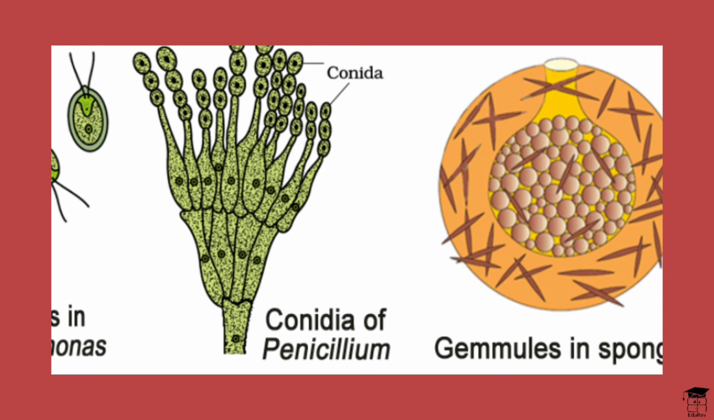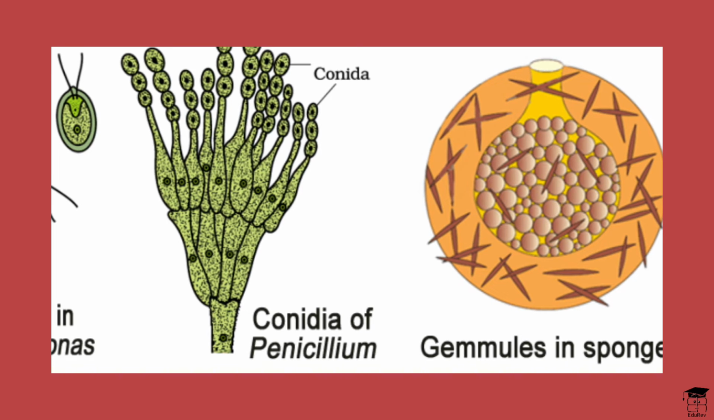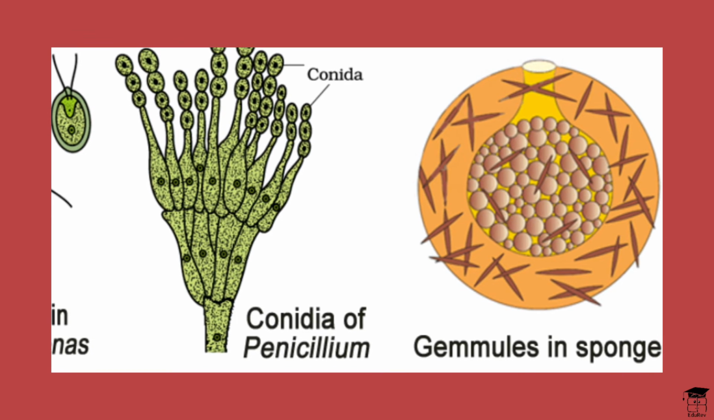Next, we have gemmule formation. This is mainly found in sponges, which produce a tough-coated dormant cluster of embryonic cells for development in more favorable conditions.